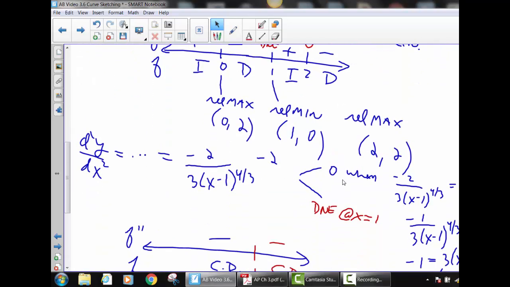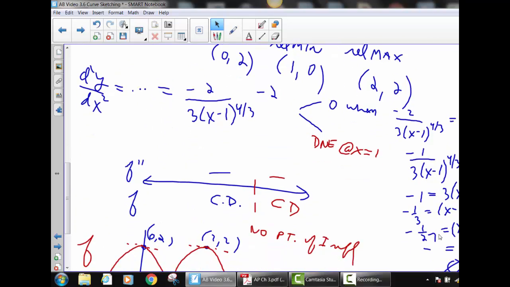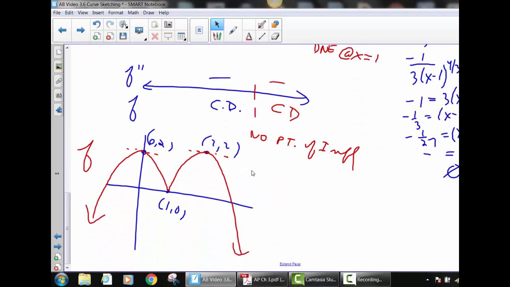Second derivative equals 0 when x is 2, doesn't exist at x equals 1. Oh, sorry, not at x equals 2. It never equals 0, it turns out. It doesn't exist at x equals 1, so that's our only crucial number. And it turns out when you plug it into here, it's concave down on both sides.